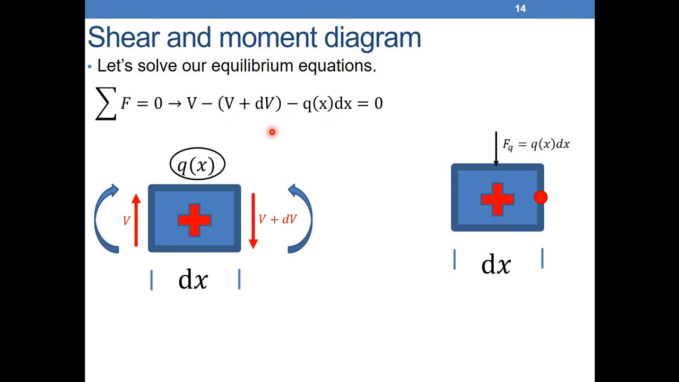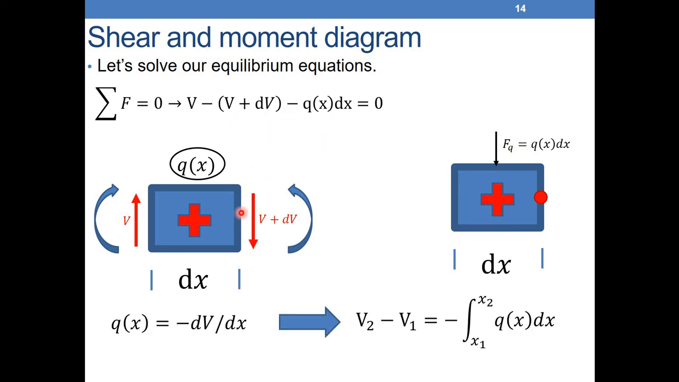If we rearrange these terms here, we can find, finally, what we know from the previous slide, that Q of x is equal to minus dV over dx. What does this mean? The variation of the internal shear force that we are trying to find, the derivative of the shear force with respect to x, is equal to minus Q of x. Why is this helpful? This means that if I have the external load applied at any point, I can find the shear force, because this is our objective.